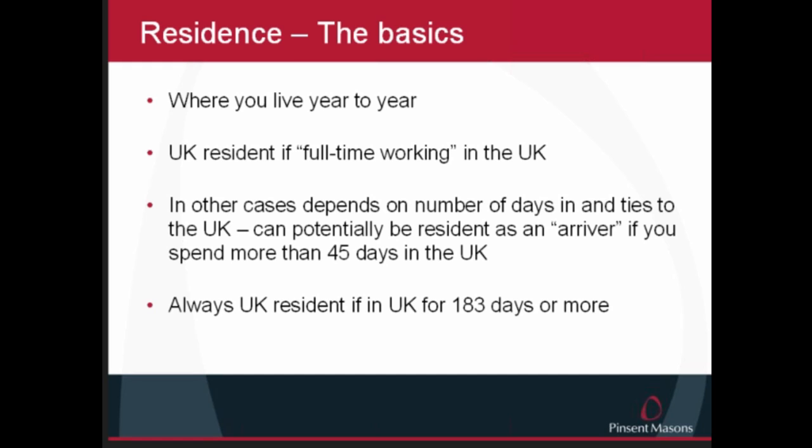And ties include things like having accommodation here, having family here, working for a certain number of days, more than 40 days in the UK. These are ties, and so if you have these ties, the more ties you have, the fewer days you can spend in the UK. And if you're someone who's never previously lived in the UK in the last 3 tax years, you're called an arriver, and you can be resident if you spend more than 45 days in the UK, depending on the number of ties, so you need to be careful at that point.